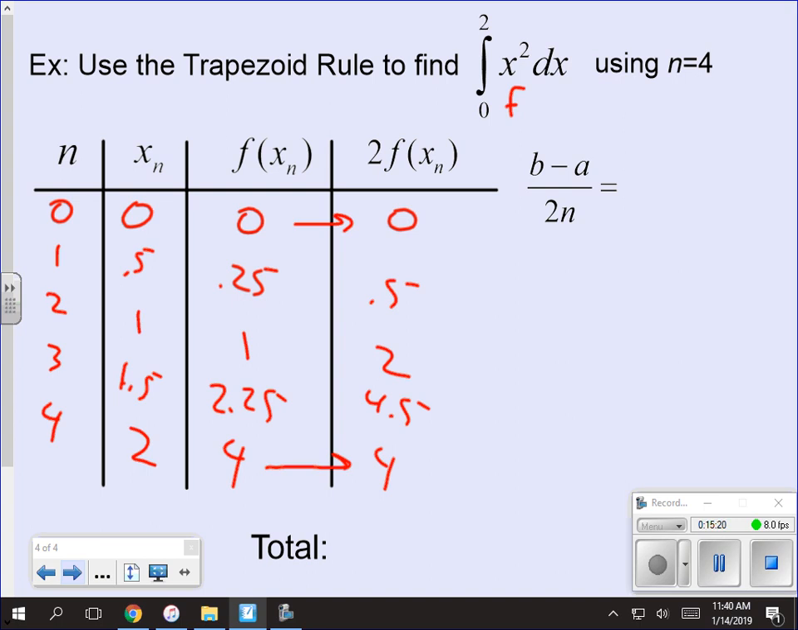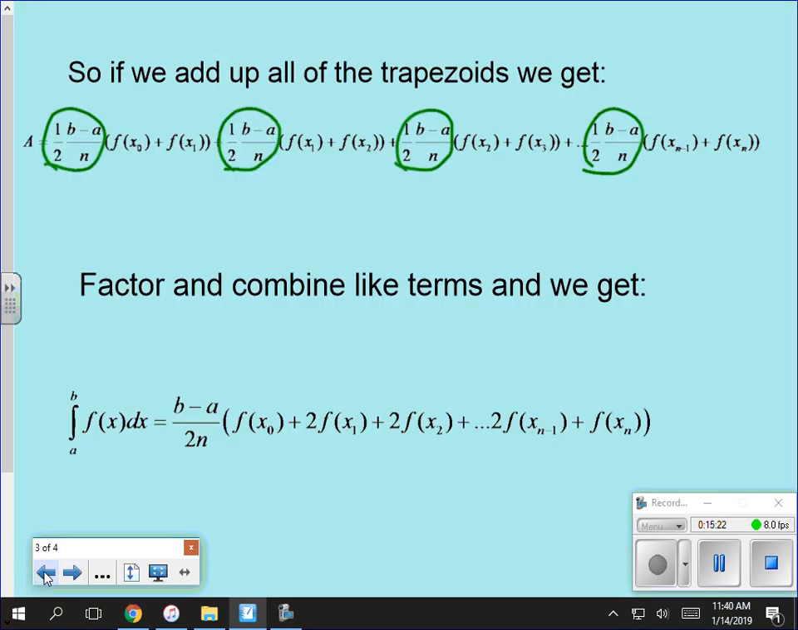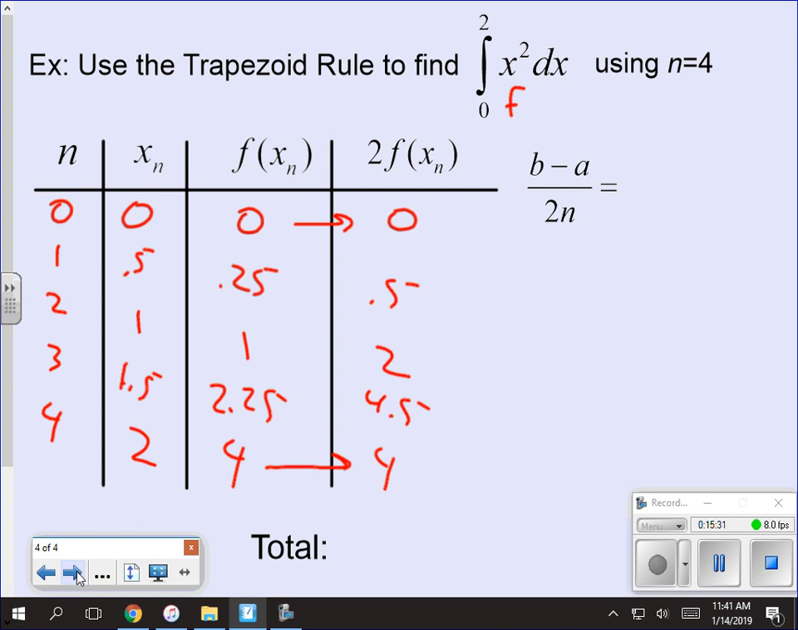Those numbers are these numbers there. That's what's in the parentheses. That's what's in that last column, is that part that's in the parentheses of the formula. Add all those together. That's where the total comes from. So let's see, 4, 4.5, that's 9.5, 10, 11, 12, right?